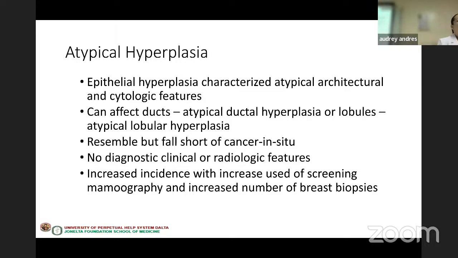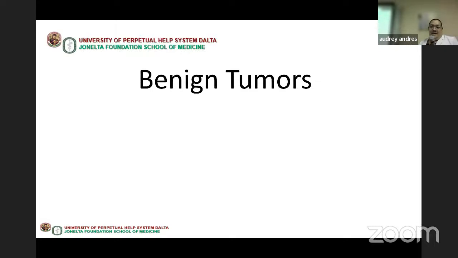Of course, with the increased incidence of screening through mammography and ultrasound, the detection of breast masses with this diagnosis becomes more prevalent. Okay, so those are benign changes. These are benign tumors.